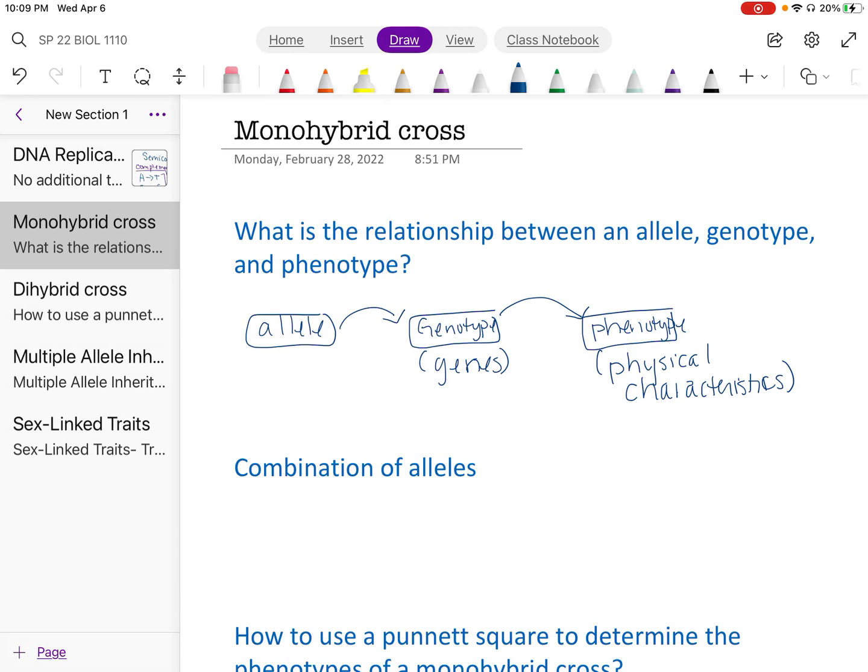Along with alleles telling us the genotypes, and the genotypes telling us the physical characteristics as the phenotypes, they are shown in different ways. So for a genotype, you'll have a capital letter. In this case, I'm going to use F. And a capital letter means that it's a dominant allele. A lowercase letter, which is this small f, means that it's a recessive allele.